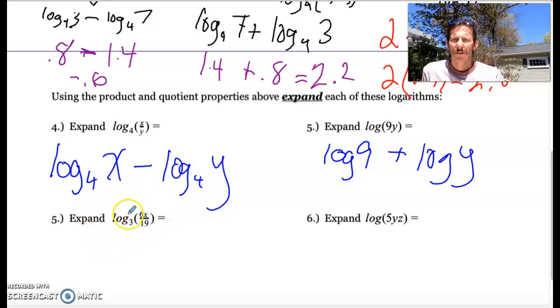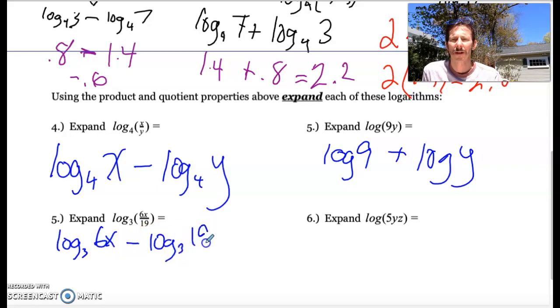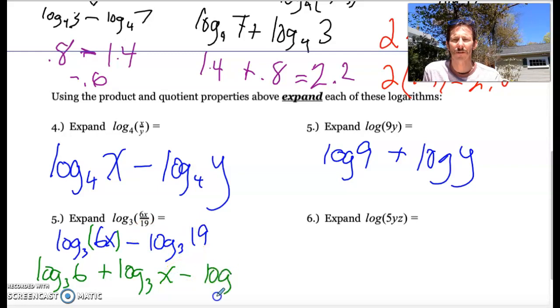This one gets a little trickier, so we'll do this in pieces. I've got 6x divided by 19 in log base 3, so I could go, oh, easy. Log base 3 of 6x minus log base 3 of 19, and I'd be all content with myself, except inside of this piece there's 2 things being multiplied, so I can expand this one. This multiplication can be written as log base 3 of 6 plus log base 3 of x, and then this subtraction piece is off to the side. So there are 3 pieces to that, and that's okay, we can do that.